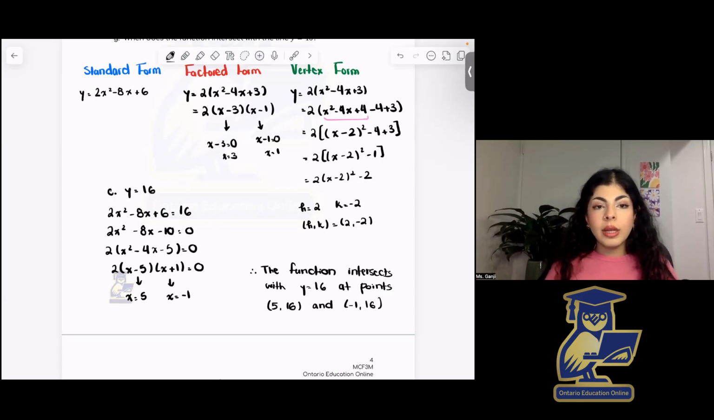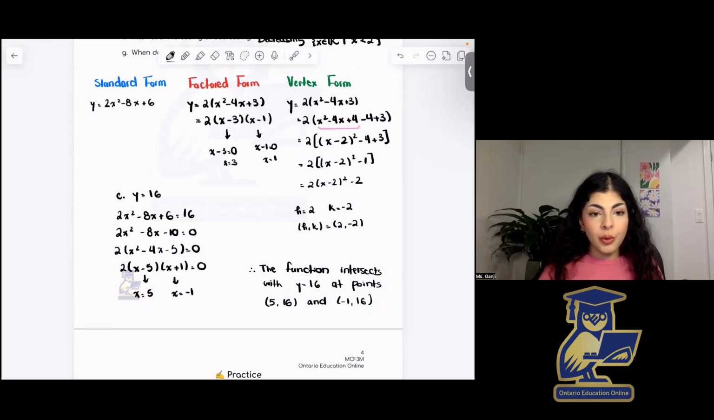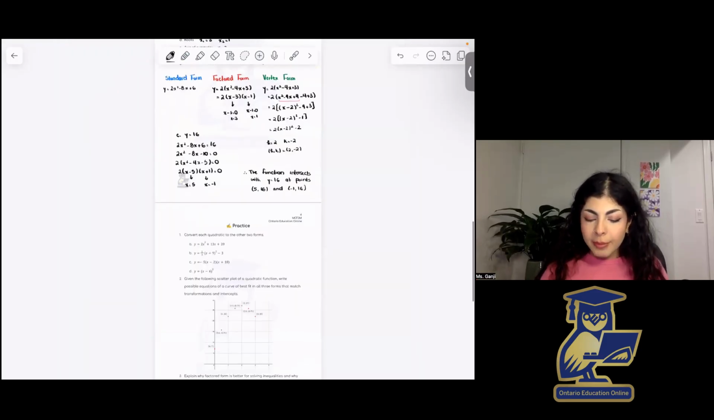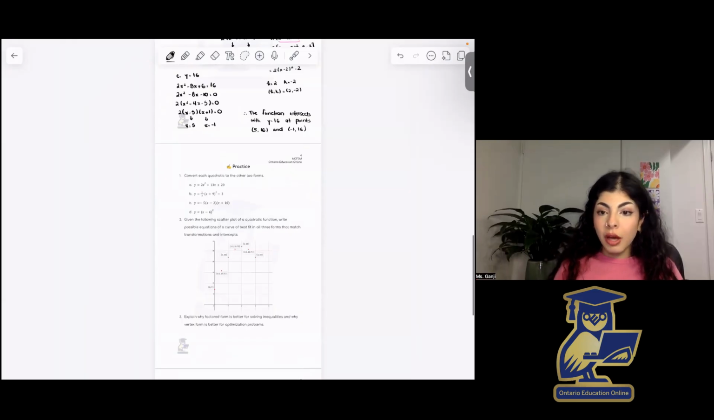Okay, and you can always double check this with a graphing tool, so make sure you got the same answer. And you have some practice problems for this lesson as well, just again focusing on key features of quadratics.